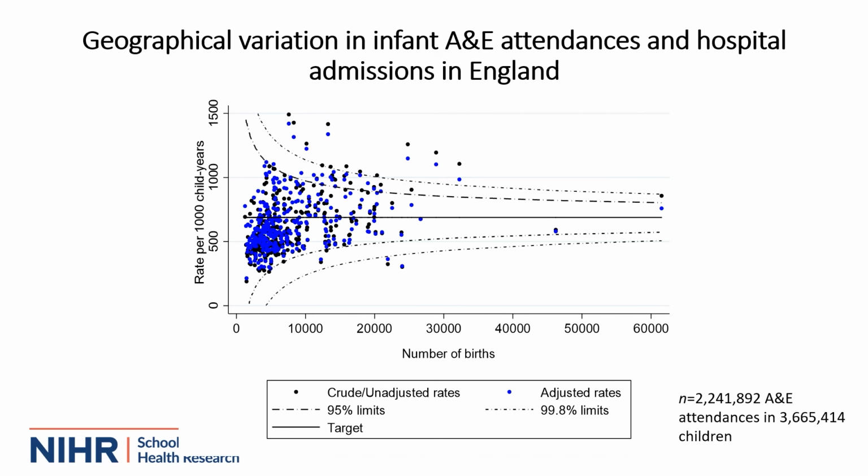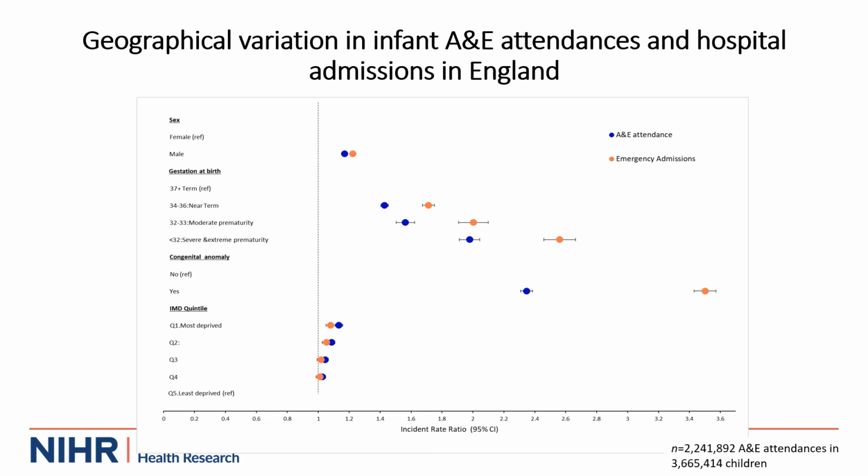And as you can see on this graph, there's a 6-fold variation in accident and emergency attendance rates across England, with the highest rates tending to be in the northeast of England and London, and the lowest rates tending to be in the southwest of England. If we had been looking at infant admissions to hospital, then London would have some of the lowest rates in the whole country.